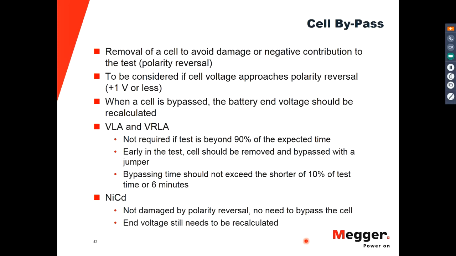The NiCad batteries are not damaged by the polarity reversal, so there is no need to bypass the cell during a test. However, if the cell goes beyond that minimum voltage or that end voltage established by the manufacturer, and if it goes into polarity reversal, then the end voltage still needs to be recalculated. So you don't need to stop the test, but you need to recalculate the end voltage of the test.